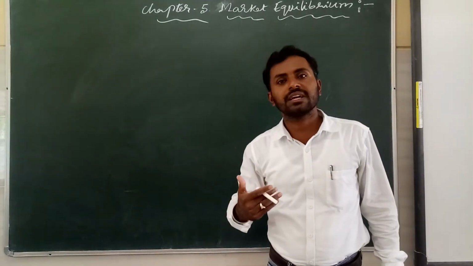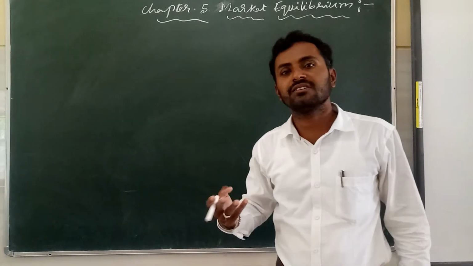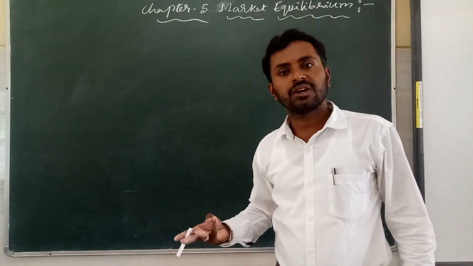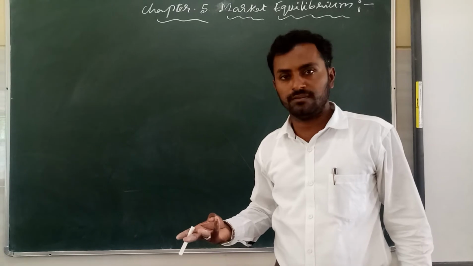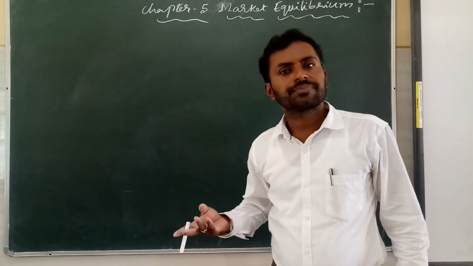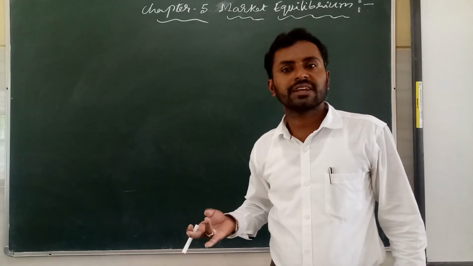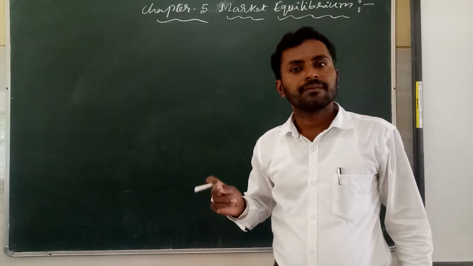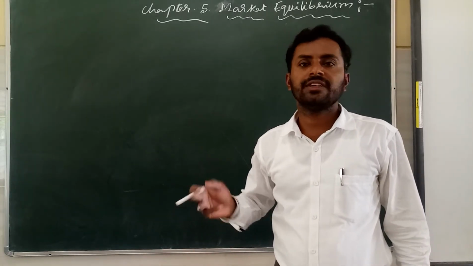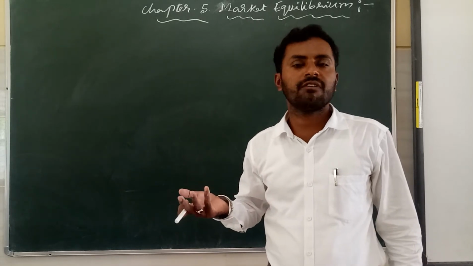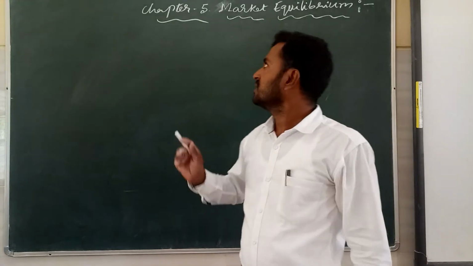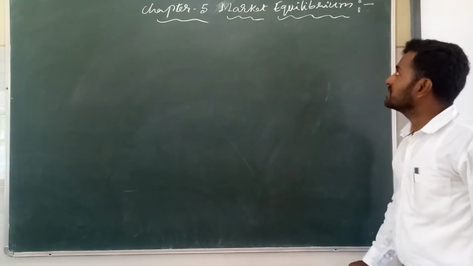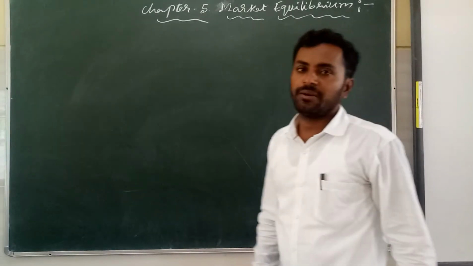We know that in microeconomics we have discussed 4 chapters. Introduction to microeconomics, then theory of consumer behavior, second chapter, and third chapter is production and cost, then fourth, theory of firm under perfect competition, then fifth chapter is market equilibrium.